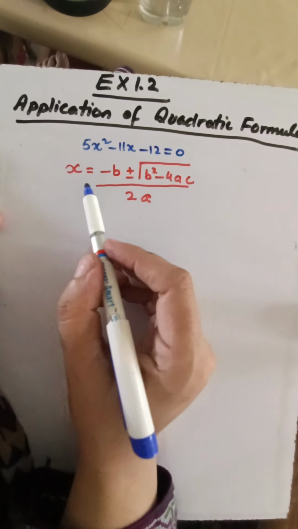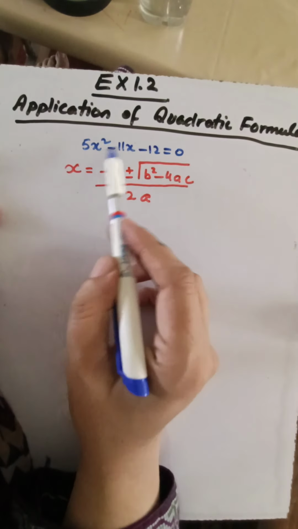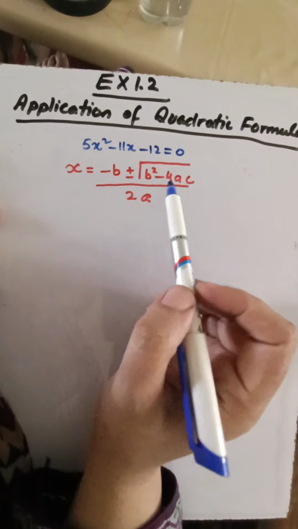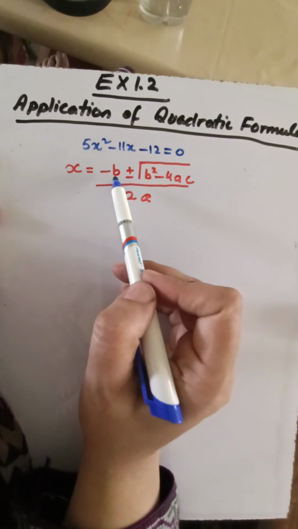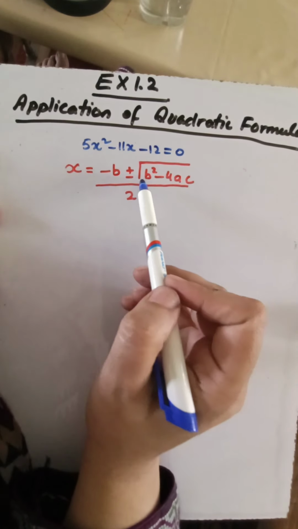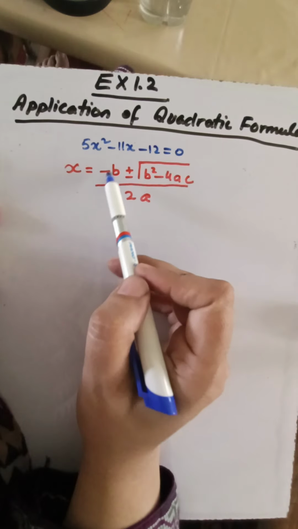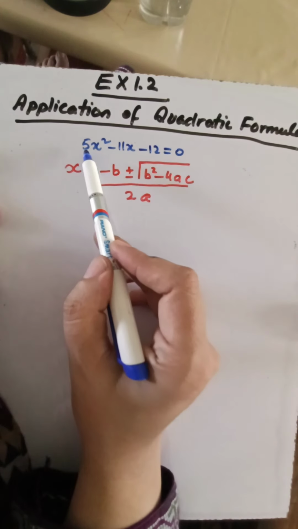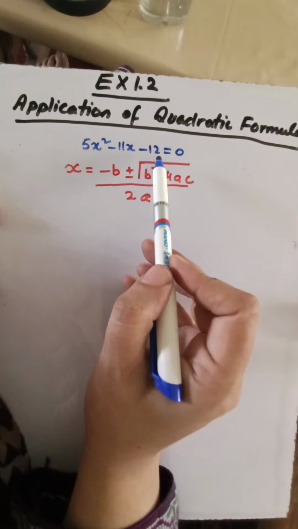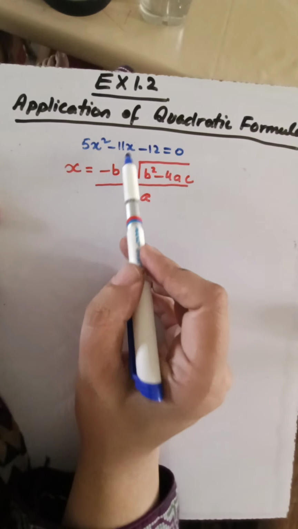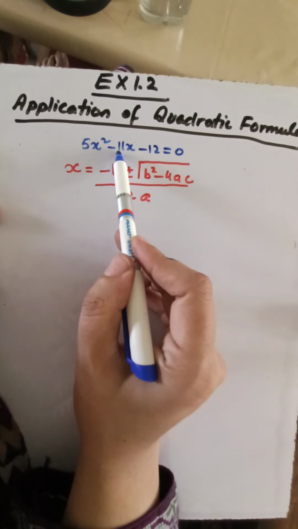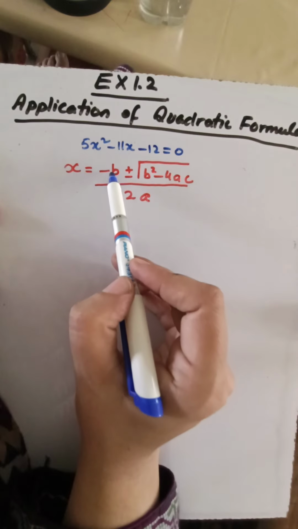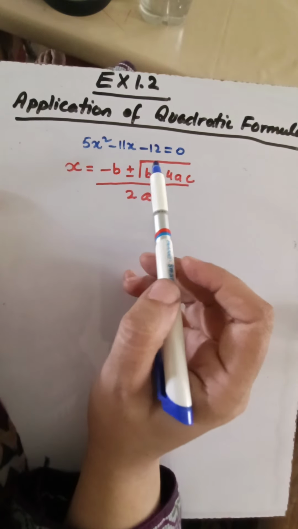Now we know that in this quadratic formula, what we have to use are the coefficients that are involved in this quadratic expression. B was the coefficient of x, which over here is negative 11, so I am going to put negative 11 in place of b.